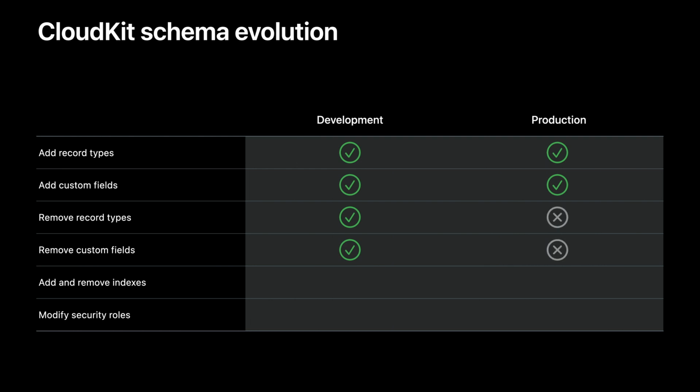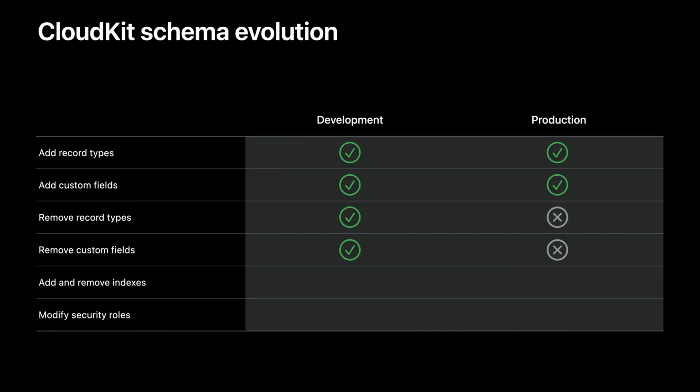But once record types have been promoted to the production environment of your container, they can't be deleted or renamed. And custom fields inside record types that have been promoted to production cannot be deleted or renamed either. The reason for this is to ensure that the CloudKit server always understands record types and fields which older versions of your app might still be using. This means that while you can make destructive changes to your schema declaration in the development environment of your container, you will not be able to promote these destructive changes to production.